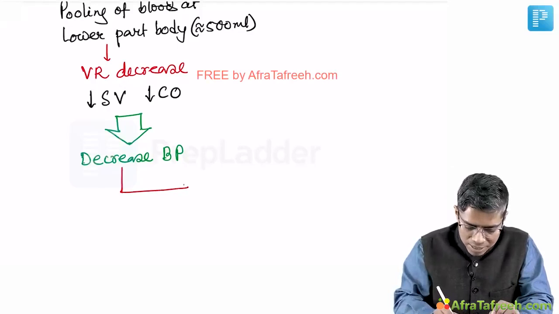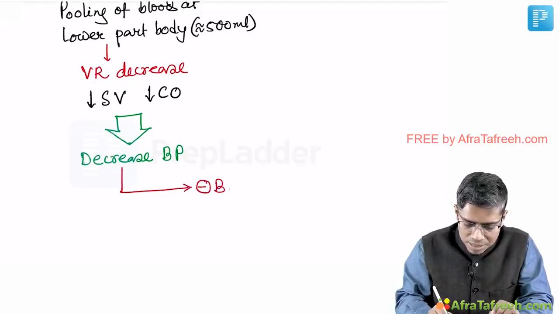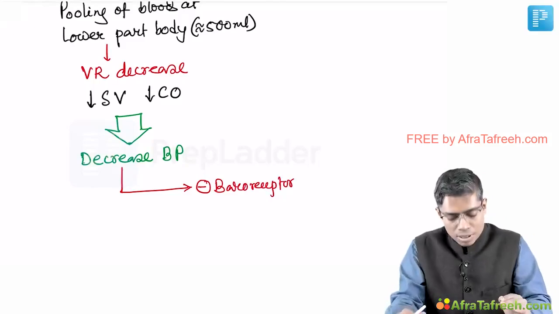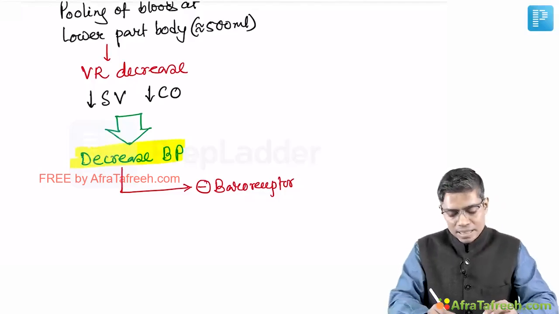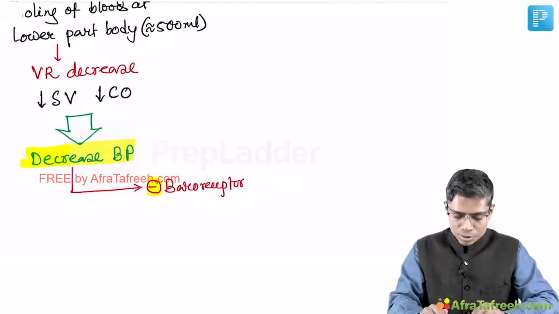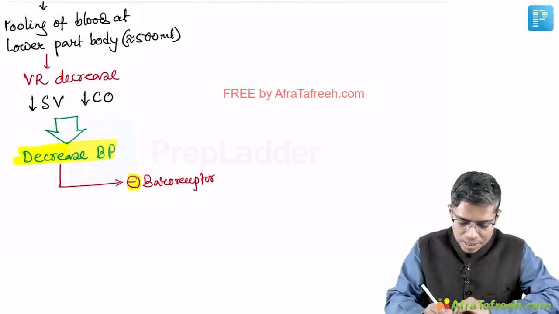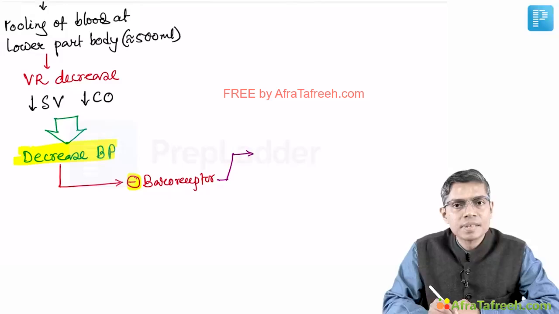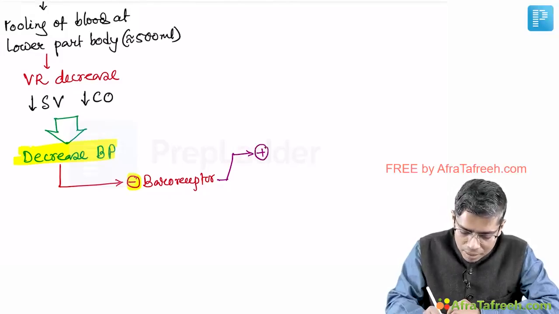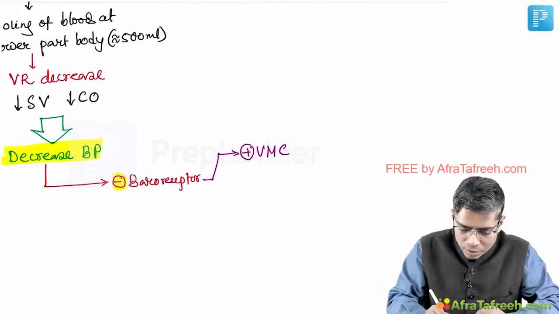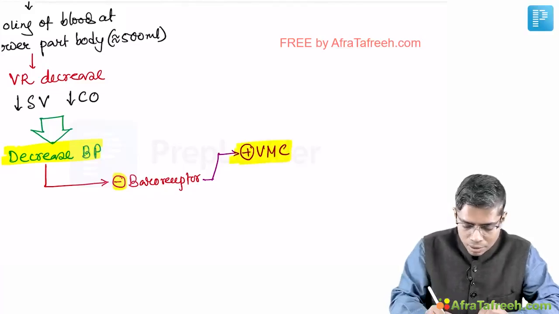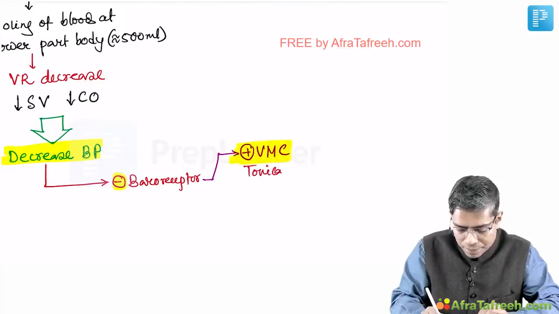So now this will activate or inhibit the baroreceptor. This is going to inhibit the baroreceptor, because the baroreceptor will be active in high blood pressure, not in low blood pressure. So whenever blood pressure is decreasing, the baroreceptor will be less active, or I am writing here the baroreceptor is getting inactive. Now, just now we have discussed, if the baroreceptor is inactive, this is going to activate the vasomotor center indirectly, or you can say the vasomotor center or VMC will be activated because of the tonic nature of this center, right?